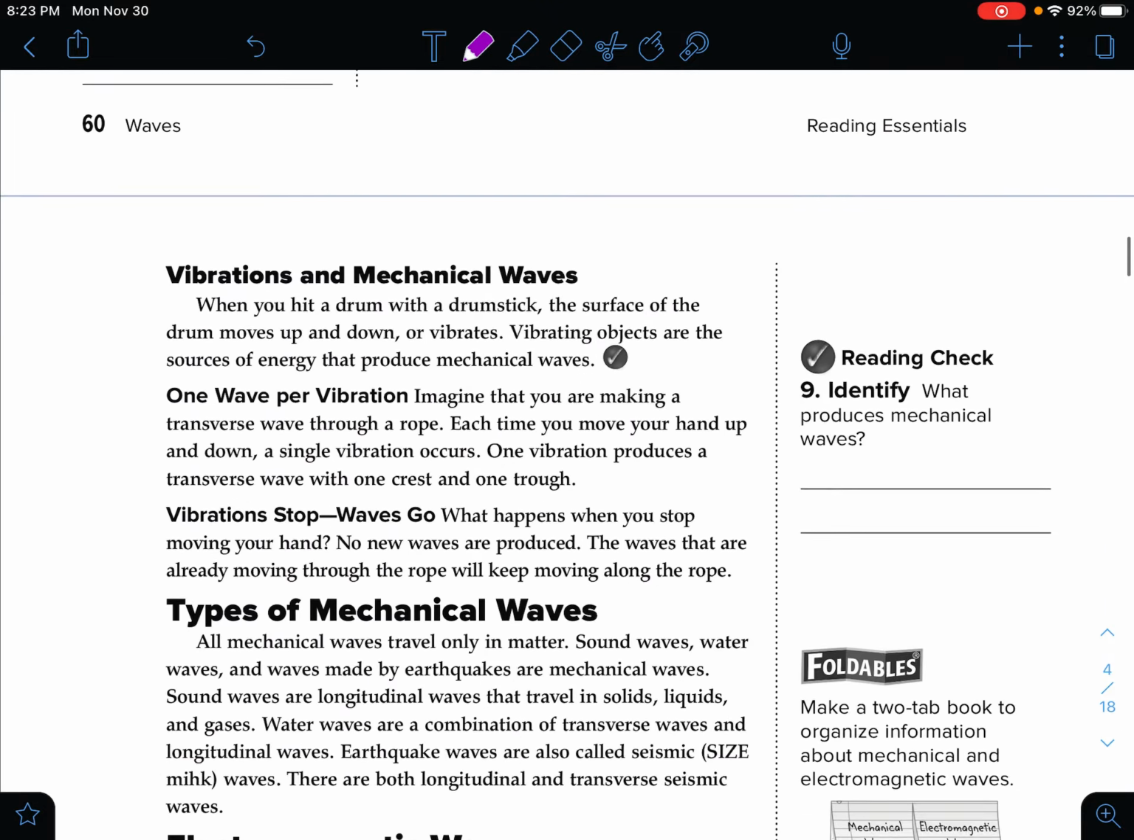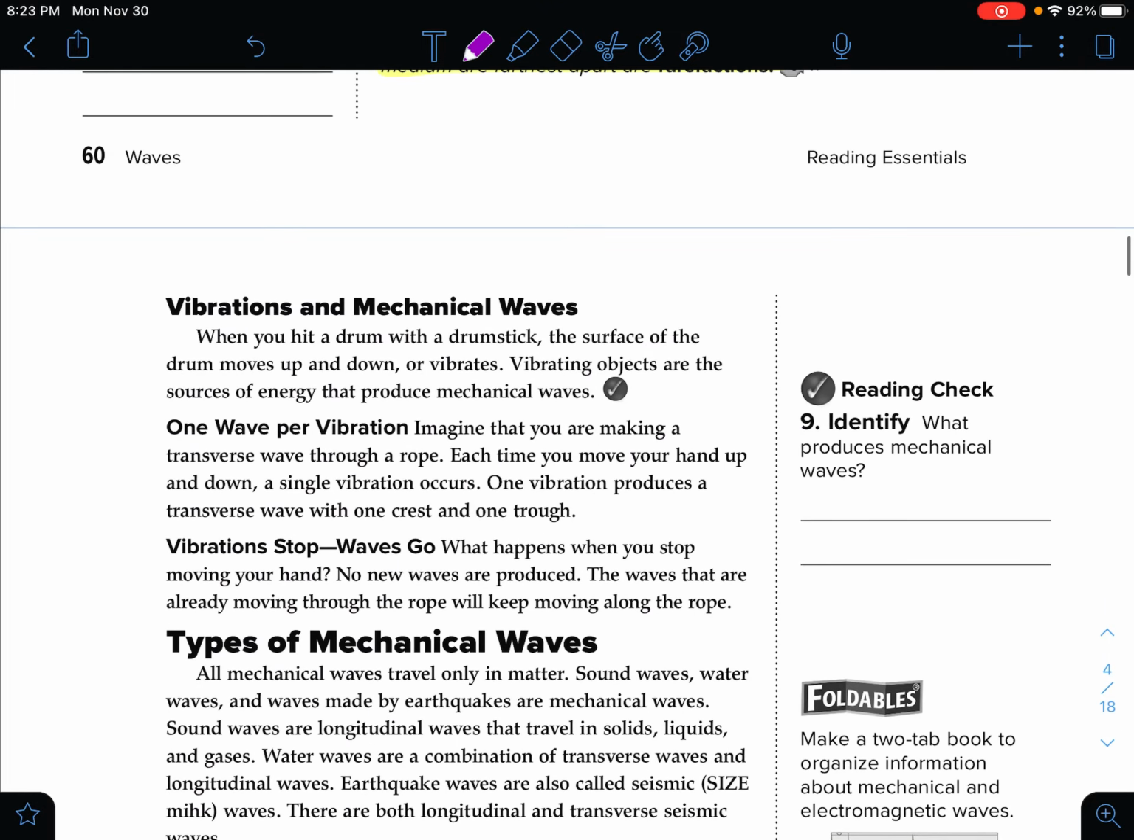All right, okay, so vibrations and mechanical waves. When you hit a drum with a drumstick, the surface of the drum moves up and down or vibrates. Vibrating objects are the source of energy that produces mechanical waves. Okay, that's super important to know. All right, so we'll go ahead and highlight that. Source of energy that produces mechanical waves. So just like if you hit a drumstick one time, or if you hit a key on a piano or strum once on a guitar, one wave is going to be one vibration.